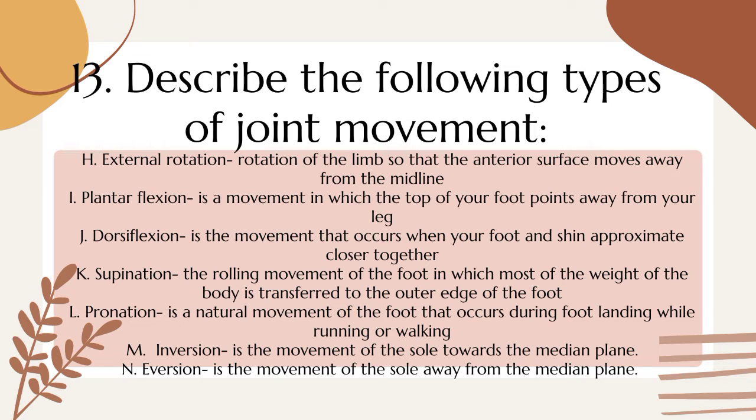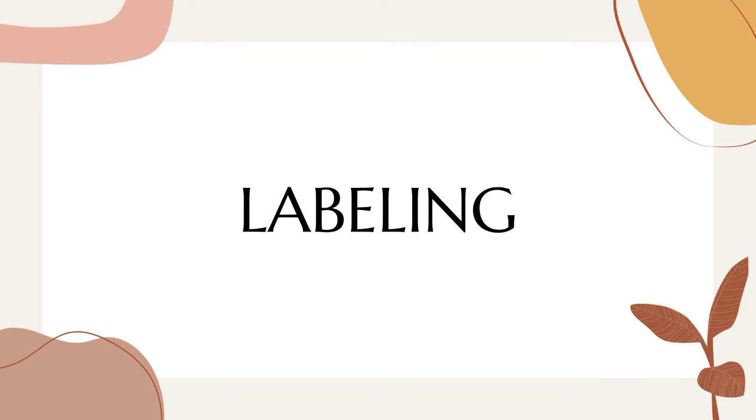Letter L, pronation, is a natural movement of the foot that occurs during foot landing while running or walking. Letter M, inversion, is the movement of the sole towards the median plane. Letter N, eversion, is the movement of the sole away from the median plane. For the next part would be the labeling.